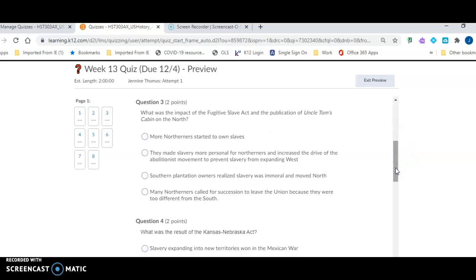Question 3. What was the impact of the Fugitive Slave Act and the publication of Uncle Tom's Cabin on the North? More Northerners started to own slaves. They made slavery more personal for Northerners and increased the drive of the abolitionist movement to prevent slavery from expanding west. Southern plantation owners realized slavery was immoral and moved north. Many Northerners called for secession to leave the Union because they were too different from the South.